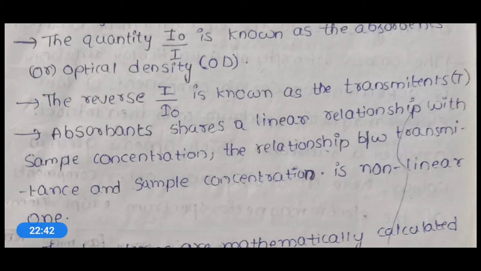Absorbance shares a linear relationship with sample concentration, while the relationship between transmittance and sample concentration is non-linear. Okay, so what is this? Absorbance has a linear relationship with sample concentration, whereas the relationship between transmittance and sample concentration is non-linear.